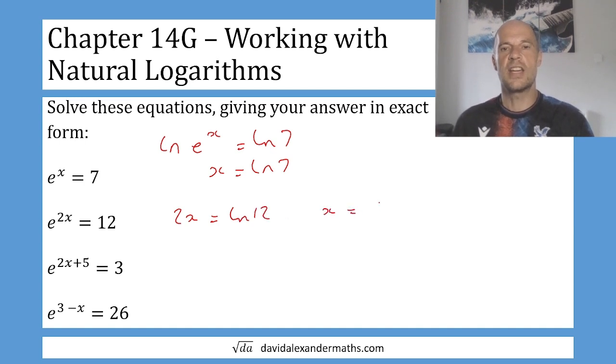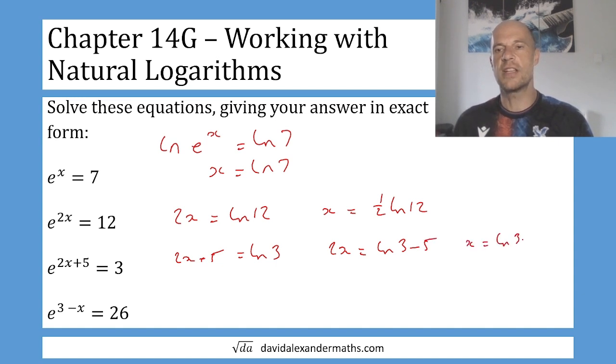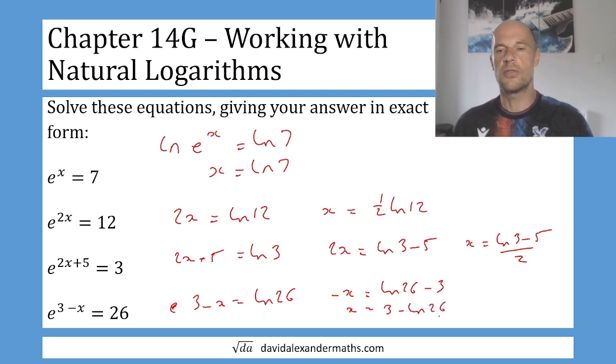So therefore x is 1/2 ln 12, or ln 12 over 2. If e to the 2x plus 5 is 3, then 2x plus 5 is the ln of 3. Therefore 2x is the ln of 3 take away 5, and x is the ln of 3 take away 5 all over 2. If e to the 3 minus x is 26, then 3 minus x is the ln of 26. So therefore negative x is the ln of 26 take away 3, so x is minus ln 26 plus 3, or 3 minus the ln of 26.